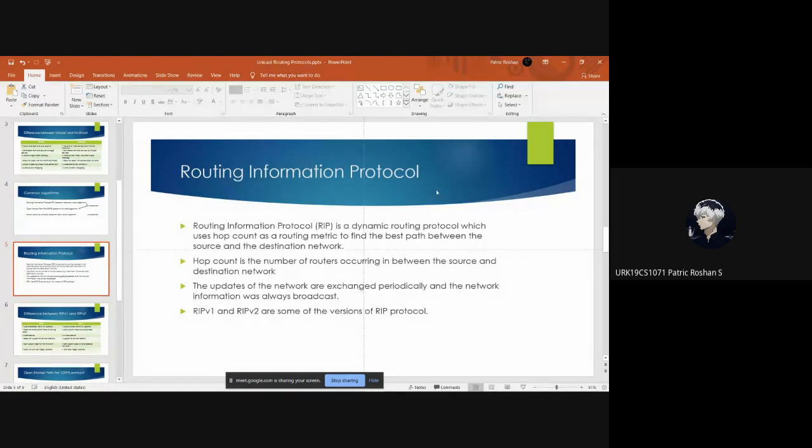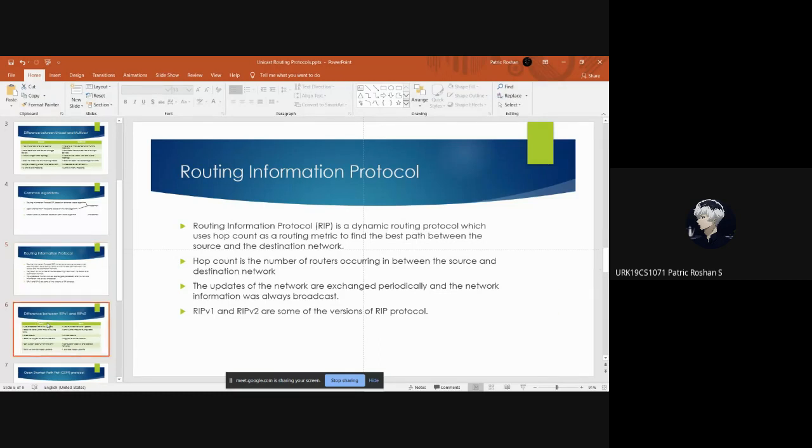The Routing Information Protocol is a dynamic routing protocol which uses hop count as a routing metric to find the best path between the source and the destination network. Hop count is the number of routers that occur between the source and the destination network. There are two versions, that is RIP version 1 and RIP version 2. These are the versions of the routing protocol. There is another version also, RIPng. The updates of the network are exchanged periodically, and the network information is always broadcasted.